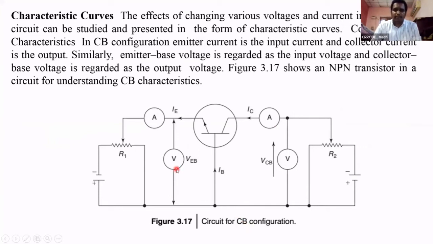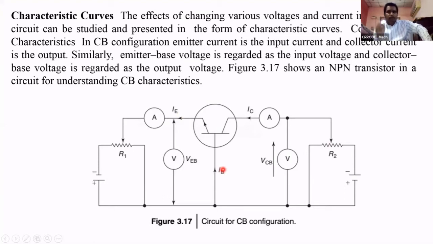So the input voltage is connected between the emitter and base. Base is the common terminal here. See the notation: VEB means the voltage at the emitter minus the voltage at the base. The difference VE minus VB is VEB, the voltage between the emitter and base. VCB is the voltage between the base and collector. Here we are connecting the loads R1 or R2 to control the currents. This is the emitter current, this is the collector current, and this is the base current.